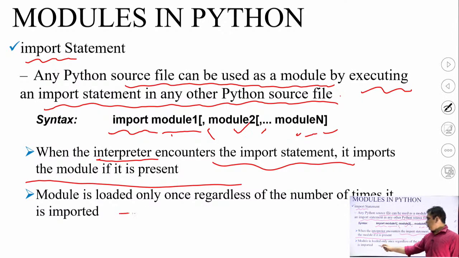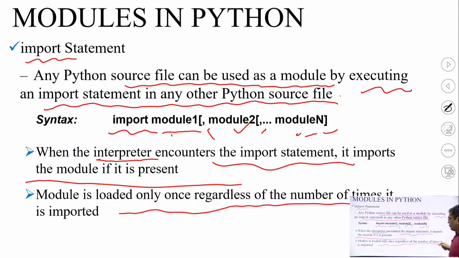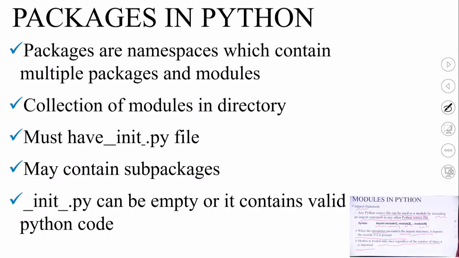Module is loaded only once, regardless of the number of times it is imported. You have to load it when you are executing your Python program. First you have to load all the modules. After that, either in one source file or more than one source file, you can simply import that module. If you want to import a module only one time, even that requires the loading of the module. If you want to import a module in 100 separate files, even then it requires only one time loading of the module, regardless of the number of times it is imported.